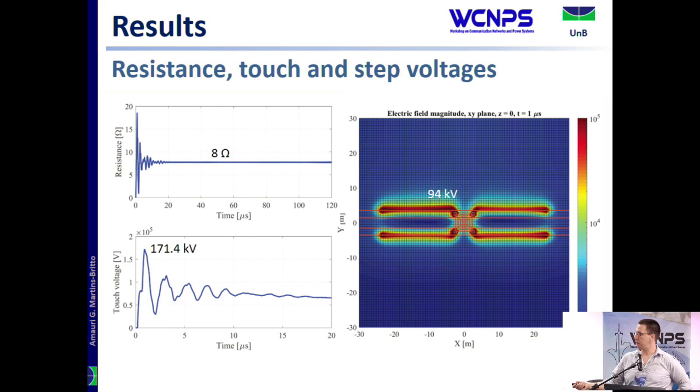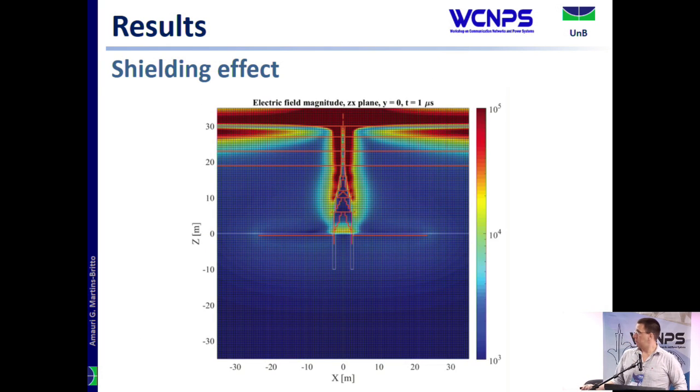We can notice that the most active parts of the grounding conductor are the extremities, which agrees with previous results we had obtained using the method of moments for steady state analysis. We can also see the shielding effect that the shield wires and also the tower provides. You can see that we have a lot of energy around the shield wires, but they don't get to propagate to the region of the phase conductors.